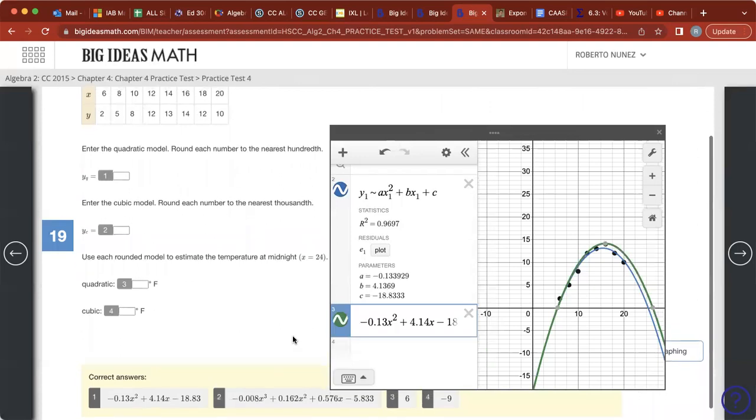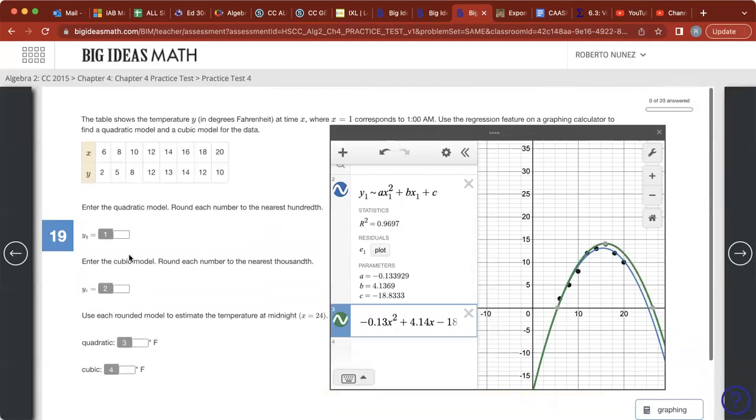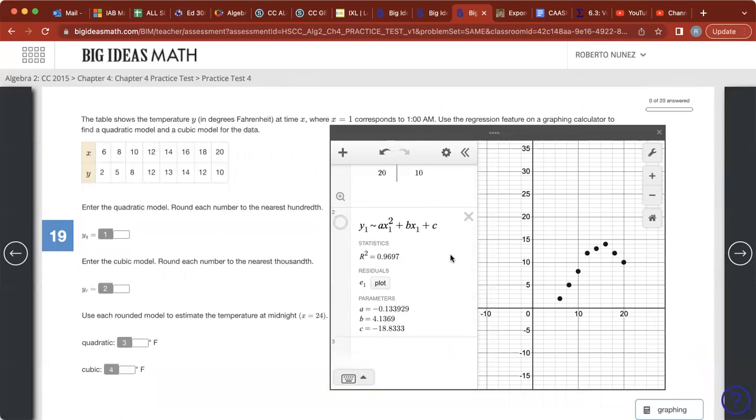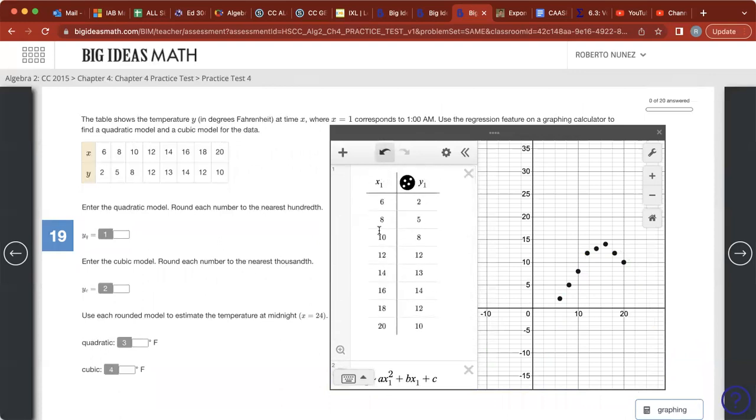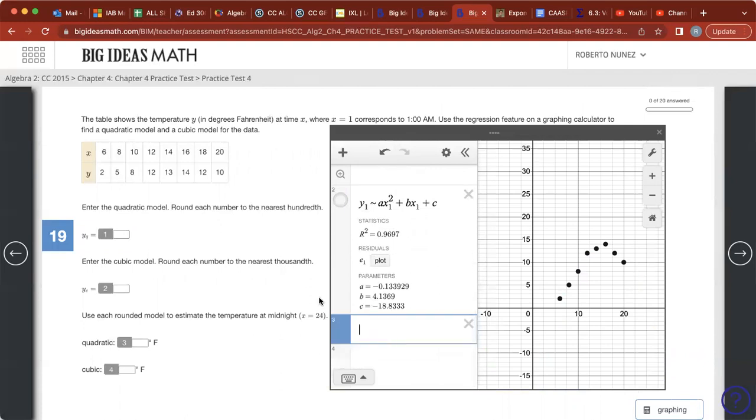Let's see how we're going to figure out our cubic model, which is this one down here. So to enter my cubic model, I'm going to go ahead and click on this one so that it disappears for now. Get rid of this one. And because we're still using the same table, we're going to still use the same variables, but now we have to do the standard form of a cubic function.